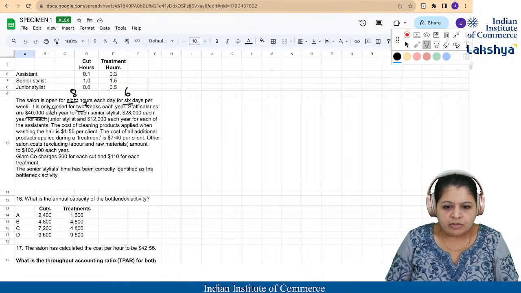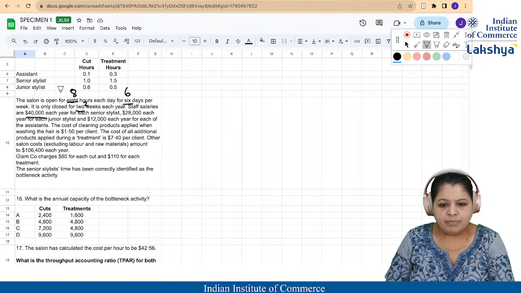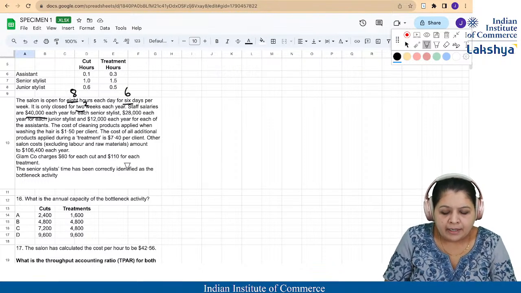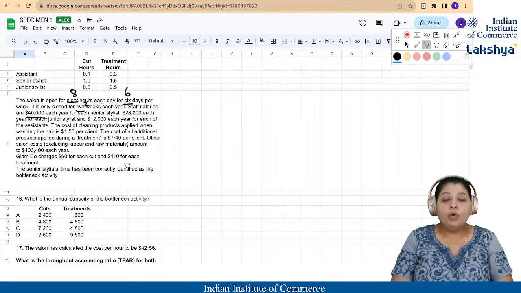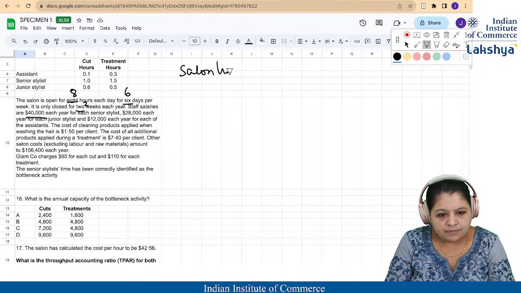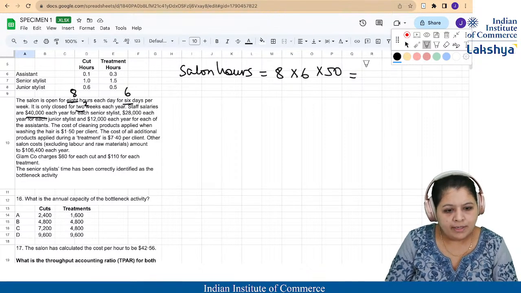You need to figure out how much your senior stylist can do. That person can do one haircut in 1 hour and a treatment in 1.5. And they are the ones who are the bottleneck here, right? So let's find out the annual capacity. How do we do that? We are going to find out how many hours the company works. So the salon hours will be 8 hours into 6 days into 50 weeks, because 2 weeks they have a holiday.